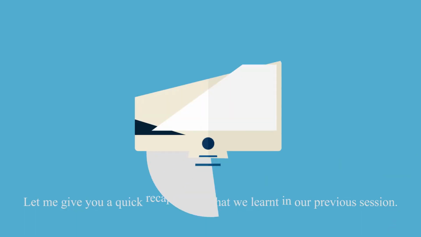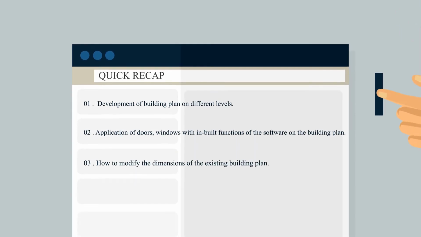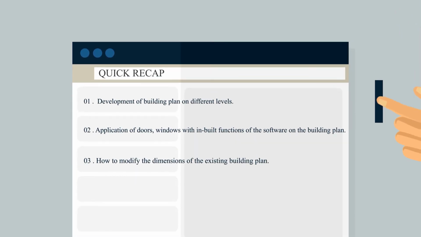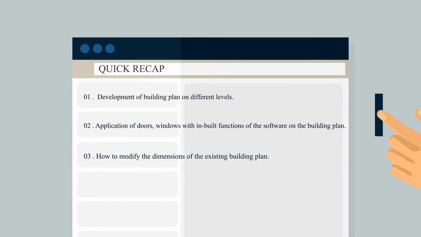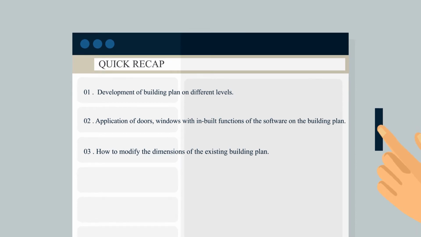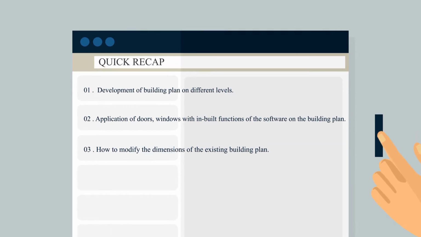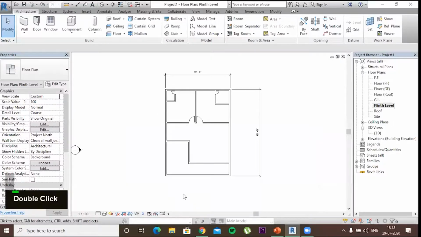Let me give you a quick recap about what we learned in our previous session. In our previous session, we learned about development of building plan on different levels, application of doors, windows with inbuilt functions of the software on the building plan, and how to modify the dimensions of the existing building plan. With this, let's begin with our guidance session.